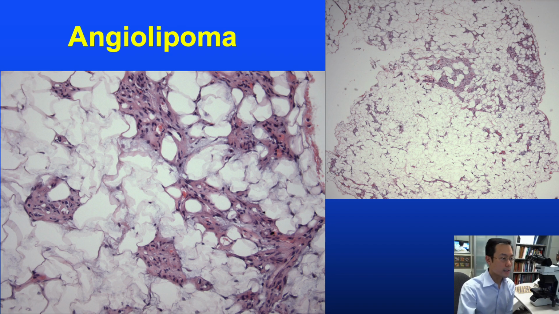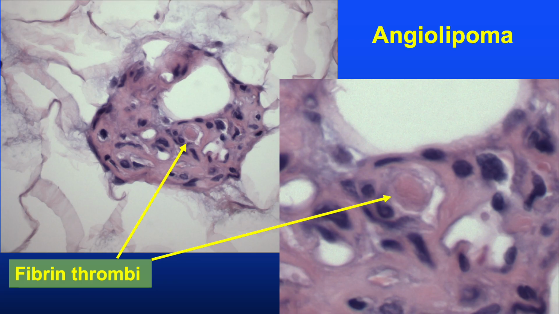Angiolipoma can be clinically indistinguishable from conventional lipomas, although they do have a predilection for the extremities and are more likely to be tender. Microscopically, we see lobules of well-differentiated fat, just like regular lipomas, but there's variable degrees of vascularity, small, thin-walled blood vessels. In addition, we also like to see, and in fact do expect, the presence of small fibrin thrombi within these small blood vessels.